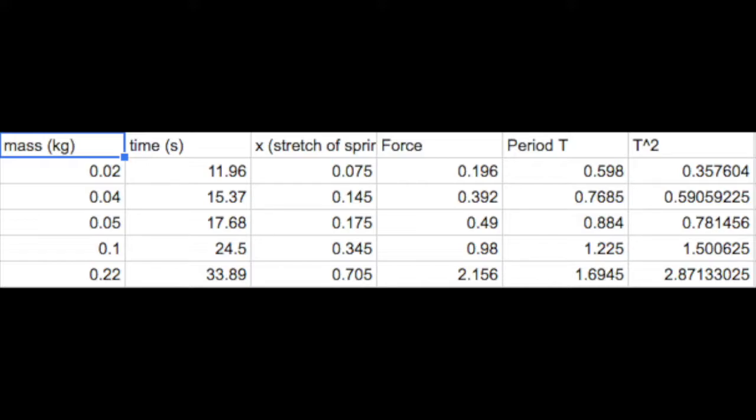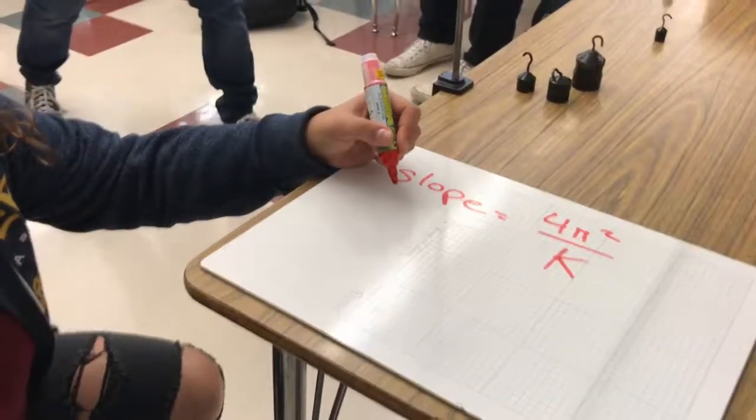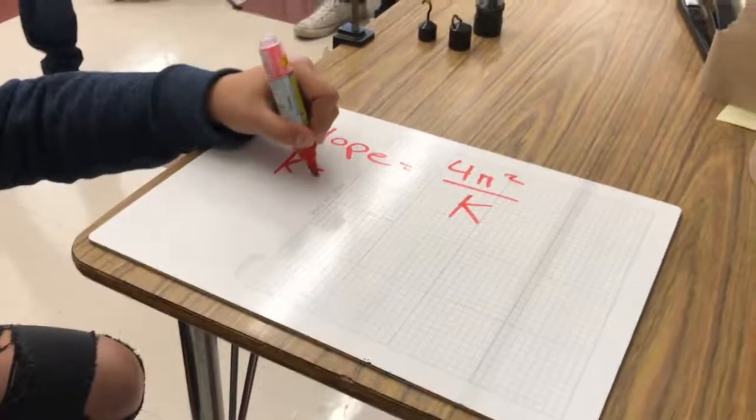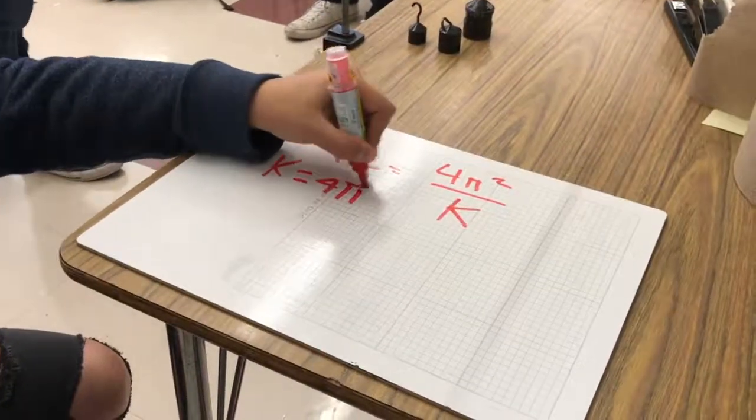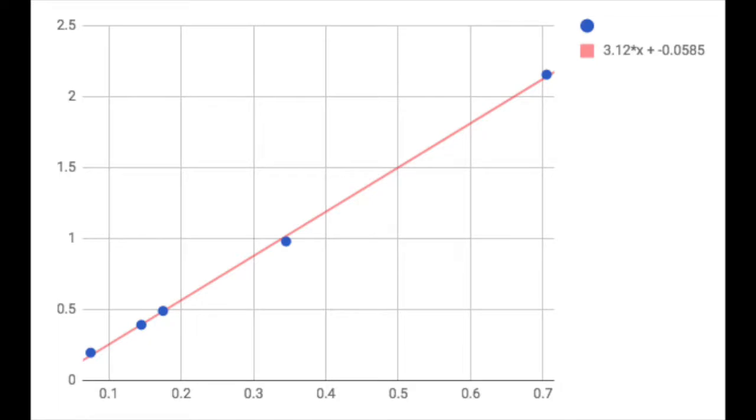From there, we created 2 graphs: a period squared versus mass graph, and a force versus stretch of spring graph. In order to find it, we needed to use this equation. Slope equals 4 pi squared divided by k. After plugging the t² versus mass slope into this equation, we found that the spring constant is 3.13. For the force versus spring stretch graph, the slope equaled the spring constant, which was 3.12.